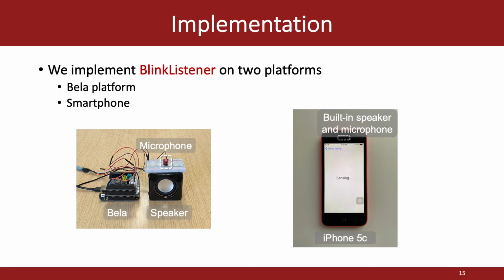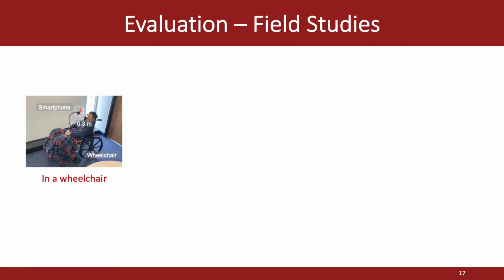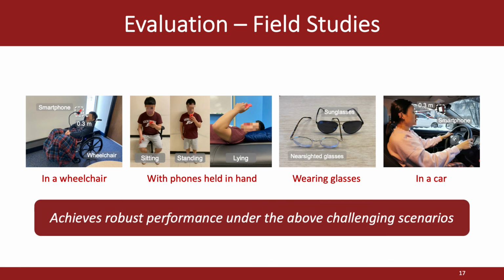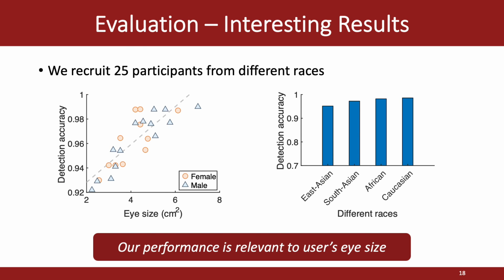We implement BlinkListener on Bela and smartphone respectively. Experiment results show that BlinkListener achieves a high detection accuracy. It achieves even higher accuracy when the smartphone is at a comfortable viewing distance when the user is using it. We also evaluate BlinkListener in different practical scenarios. Our system can achieve robust performance. We also find an interesting result that the performance is relevant to users' eye size. The bigger, the more accurate.